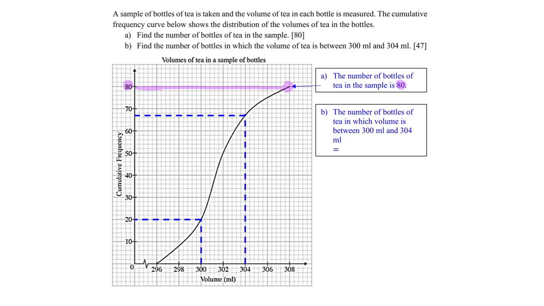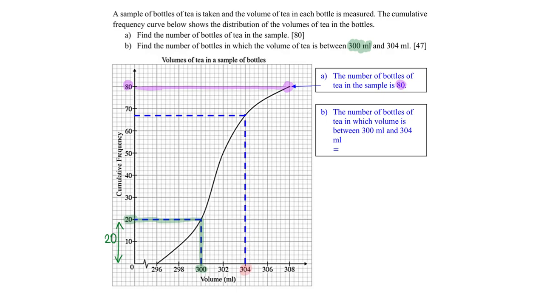Find the number of bottles where the volume is between 300 and 304. Okay. So now we will need to find between 300. From this particular diagram, I will get that there are 20 of them that have less than 300 ml.